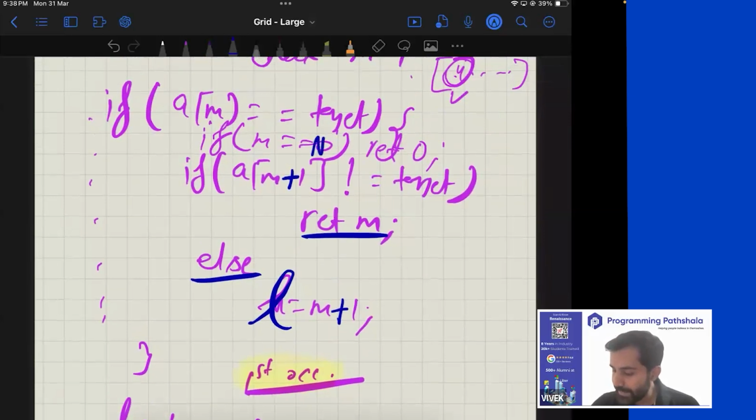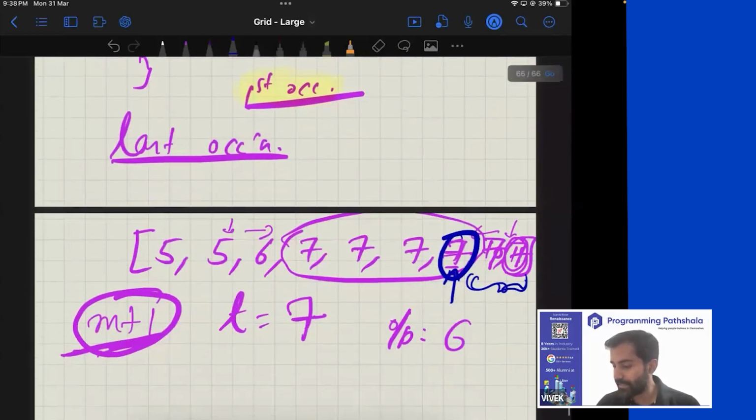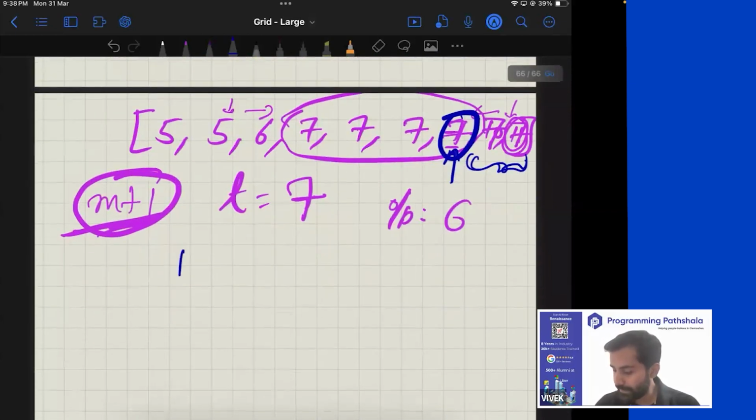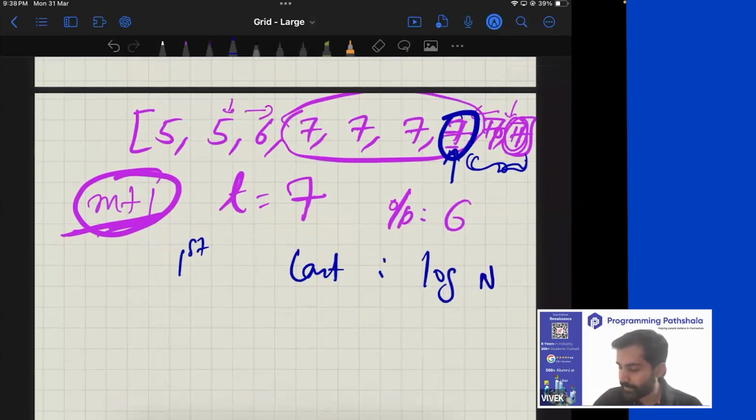If mid is at the last index, and at that last index, the value was equal to target, then that itself is the last occurrence. So that's it. Using this logic in a sorted array, I can find first occurrence as well as last occurrence in log of n time. And that is great. That is the fastest way to do it, right?